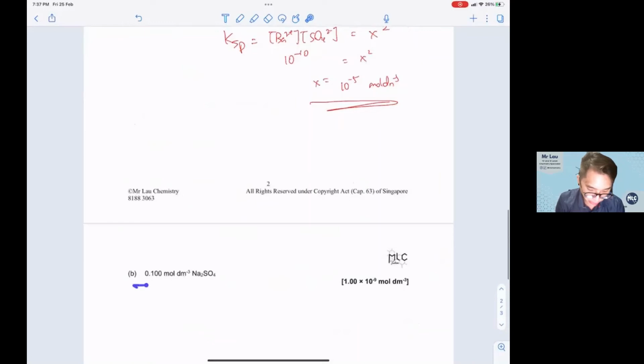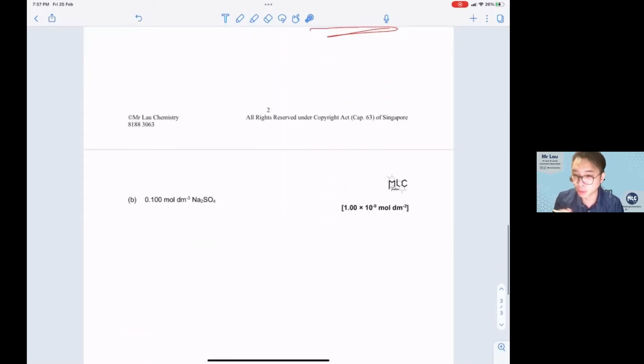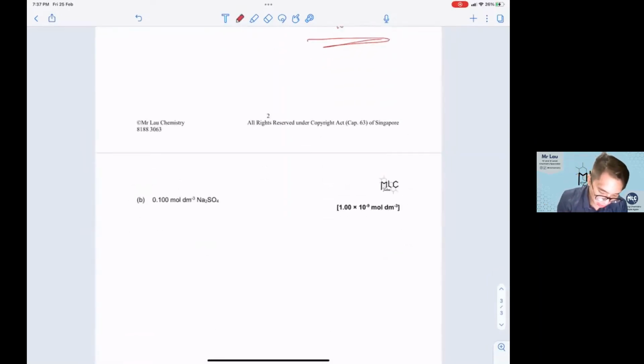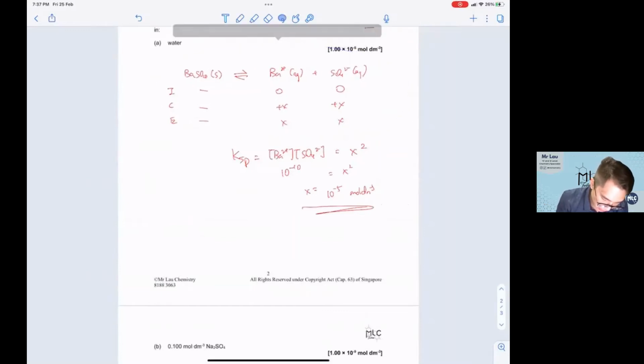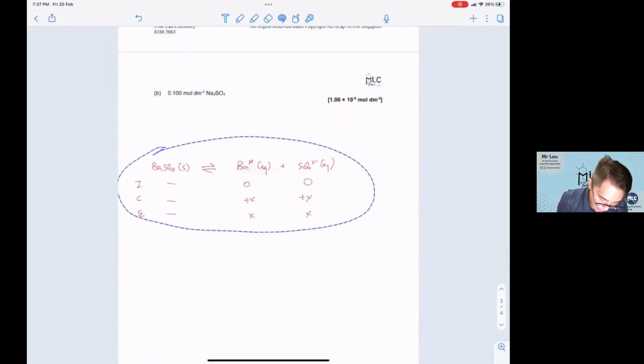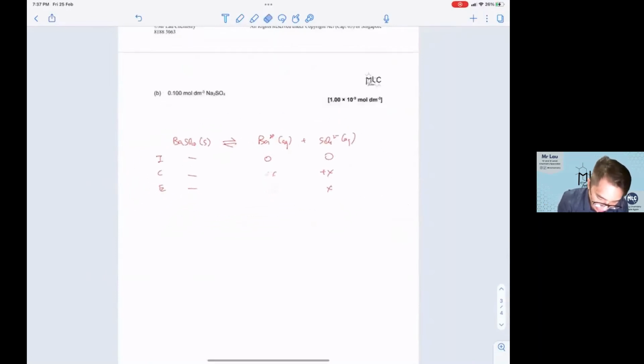Next, let's look at what happens when you have a common ion effect. You will notice that the amount that is soluble will decrease. It will go down. So let's redo the ICE table. I'm just going to copy and paste it here. Now, what is the difference?